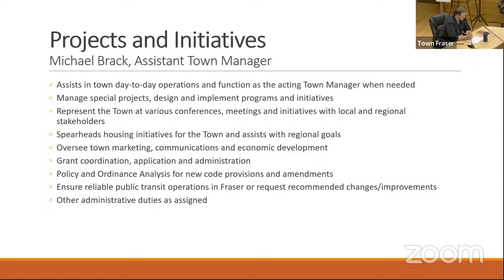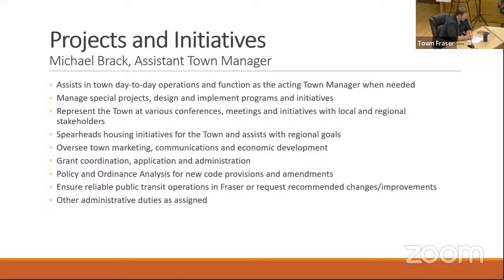A lot of my job is managing special projects and designing and implementing programs and various initiatives that come up. Special projects is an interesting thing for my role. Typically when I'm about to finish one, I'm like, oh, I'm going to have some breathing room, and then just two more come up and they just keep coming, which keeps things interesting.